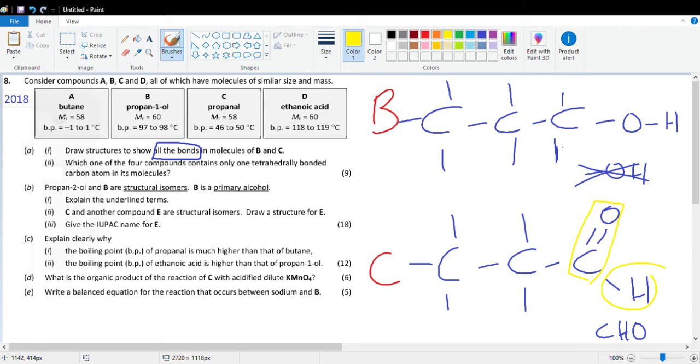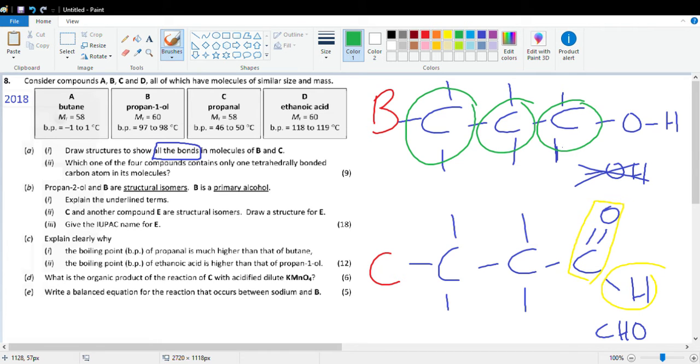So that's part 1. A part 2 is: which one of the 4 compounds contains only tetrahedrally bonded carbon atoms, or only one tetrahedrally bonded carbon atom. So the rule here is that a tetrahedrally bonded carbon atom is a carbon with 4 single bonds. Remember when we were doing our shapes, well, I didn't do them with you, you'd have done them last year, the shapes of molecules, tetrahedral means 4 single bonds. So this carbon has 4 single bonds, this one does, and this carbon does. So they are all tetrahedral.